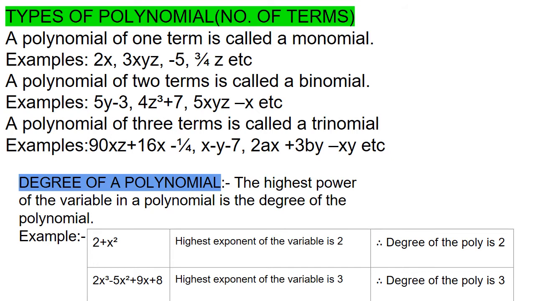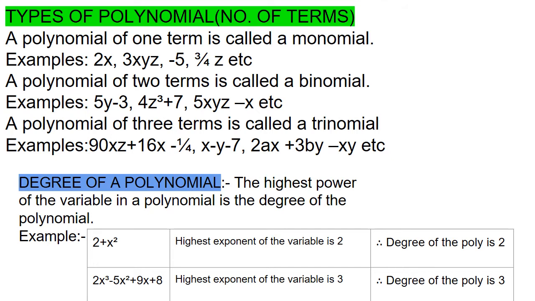Now let us observe the degree of a polynomial. The highest power of the variable in a polynomial is the degree of the polynomial. Observe, students. What is degree? The highest power of the variable. A polynomial may consist of many variables, but the variable which contains the highest power gives the degree of the polynomial. We can observe this by example.